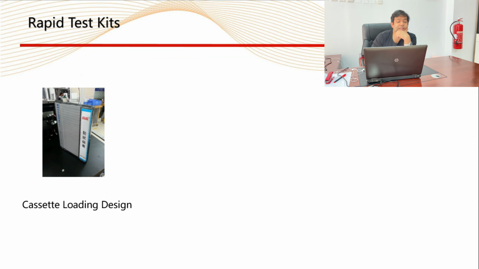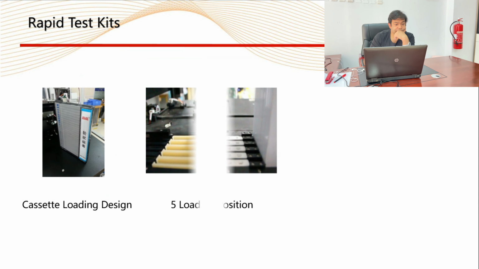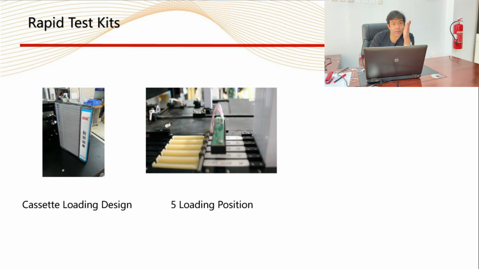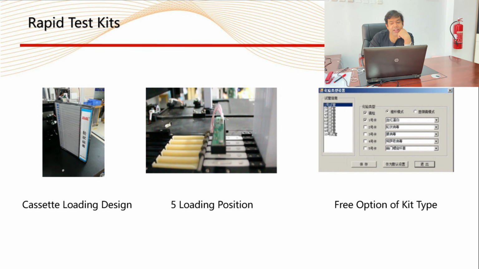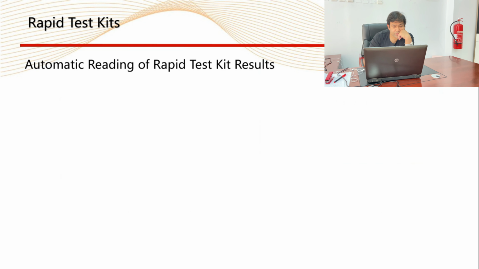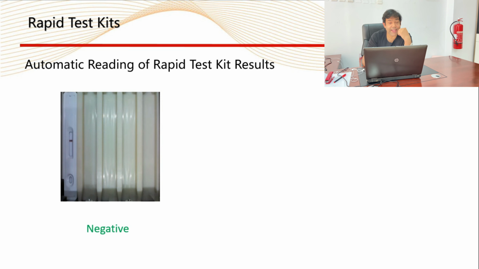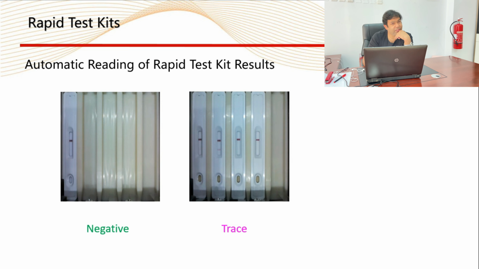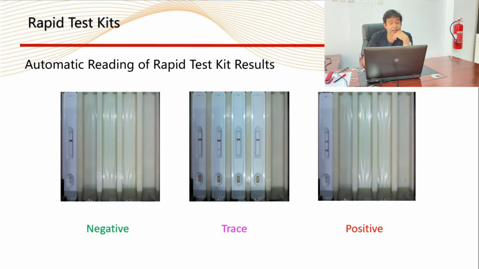So this is the cassette loading design. This is the 5 loading position and free option of kit type, which test you are going to use. And here is the automatic reading of rapid test kit results. Like if it is negative, you will see such kind of result. If it is traceable or if it is positive.